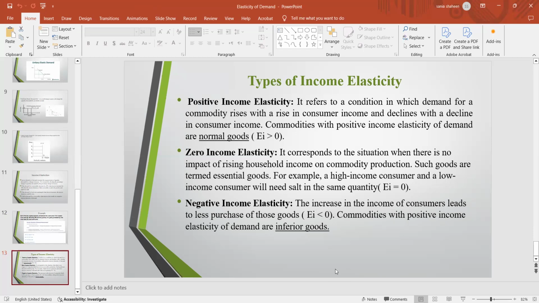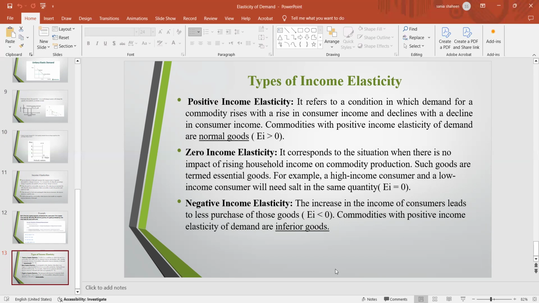Zero income elasticity explains the situation when there is no impact of rising household income on the consumption of a commodity, because such goods are usually essential goods. A higher income consumer and a low income consumer usually need salt in the same quantity, and there is no impact of changes in the income level on the quantity demanded of these commodities. So in the case of these essential commodities, the income elasticity is always equal to 0.